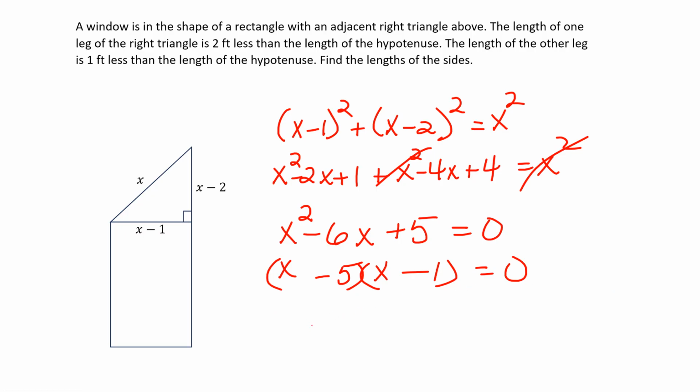That means that one of those things has to be 0. So either x minus 5 is 0 or x minus 1 is 0, according to the zero factor theorem. So x could be 5 or x could be 1.